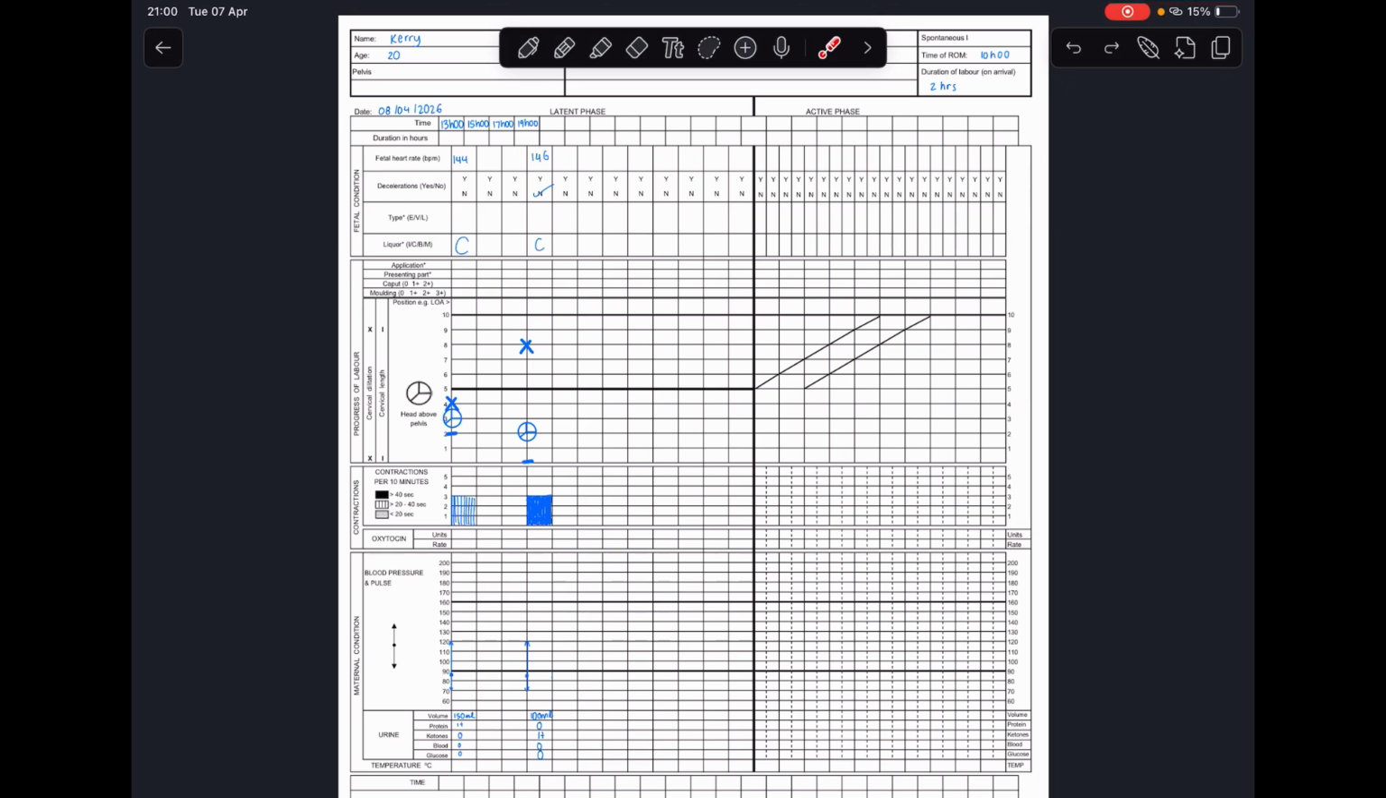Now specifically looking at the cervical dilatation. She is now 8 centimeters dilated, meaning she has entered the active stage of labor. To show this transition, we draw an arrow to the active phase and plot the same information on the alert line for the relevant dilatation.